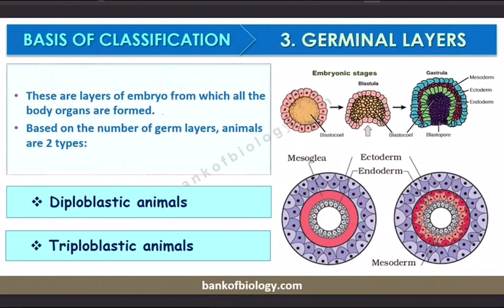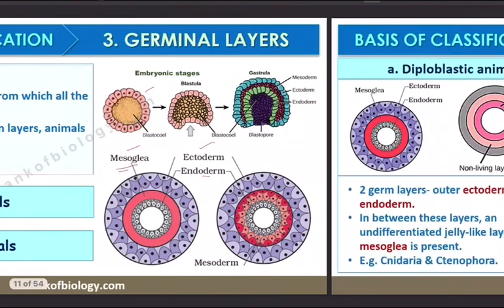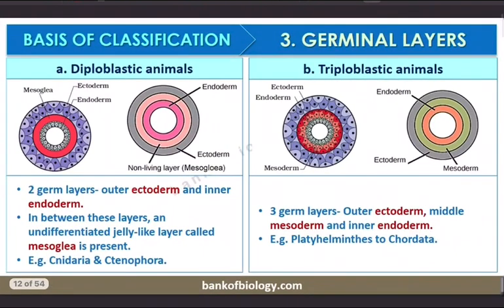And germinal layers. As I said, if there is one layer, it is mono, two layers, diplo, three layers, triplo. So there are layers of the embryo from which all the body organs are formed. Based on the number of germ layers, that is the coverings during embryonic stage, animals are of two types, diploblastic animals and triploblastic animals. You can see in triploblastic animals, outside ectoderm is there, inside endoderm is there, and in between mesoderm is there. So such animals are called triploblastic animals.